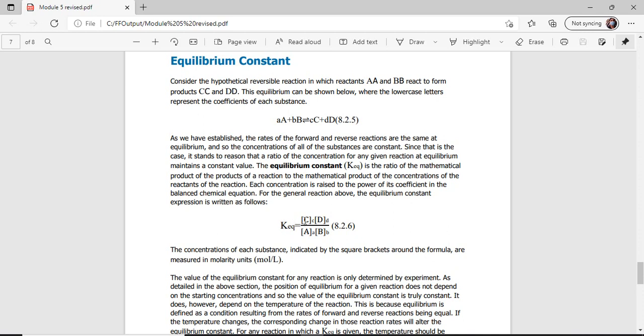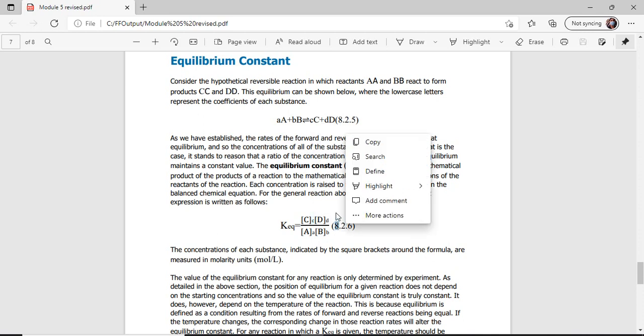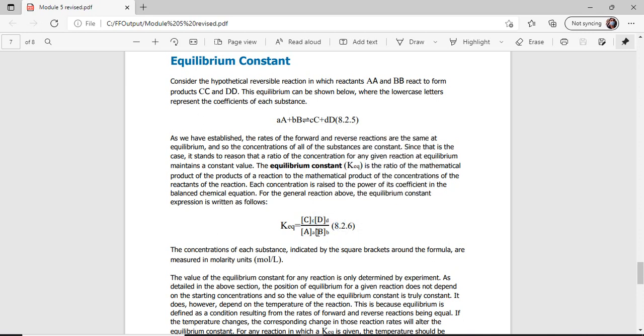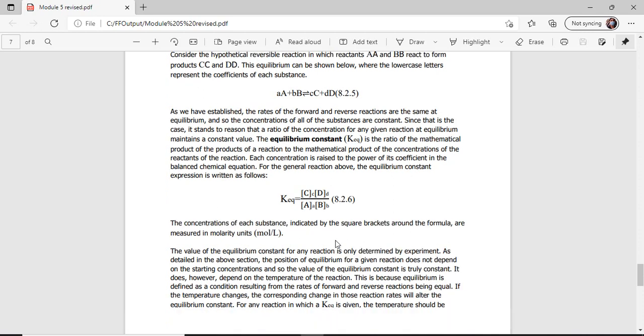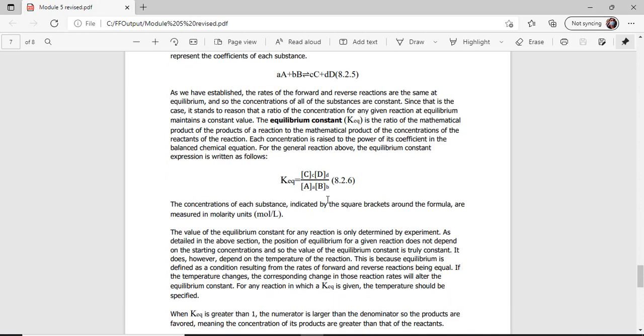to the, this is ang C kag D, that is your product, and ilang coefficient or kung ano ilang value, and for your A and B as your reactants. Okay, then also ilang coefficient. The concentration of each substance is indicated by a square bracket such as your formula and is being measured in molarity unit. What is the molarity nga unit? It is in moles per liter.